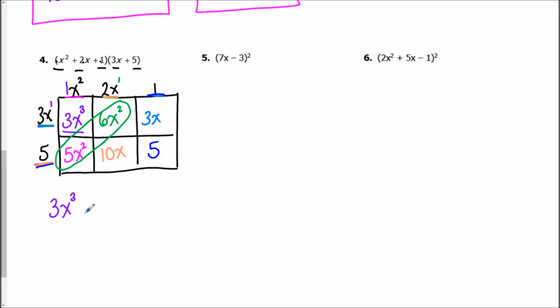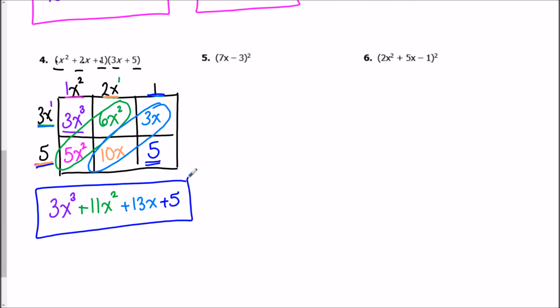6x squared and 5x squared are like each other, so I'm going to put these two together. So 6 plus 5 is 11, so I get plus 11x squared. Over here, 3x and 10x are like each other, so 3x plus 10x is 13x. And then this 5 just tags along because nothing else is like it, and that's my answer right here.